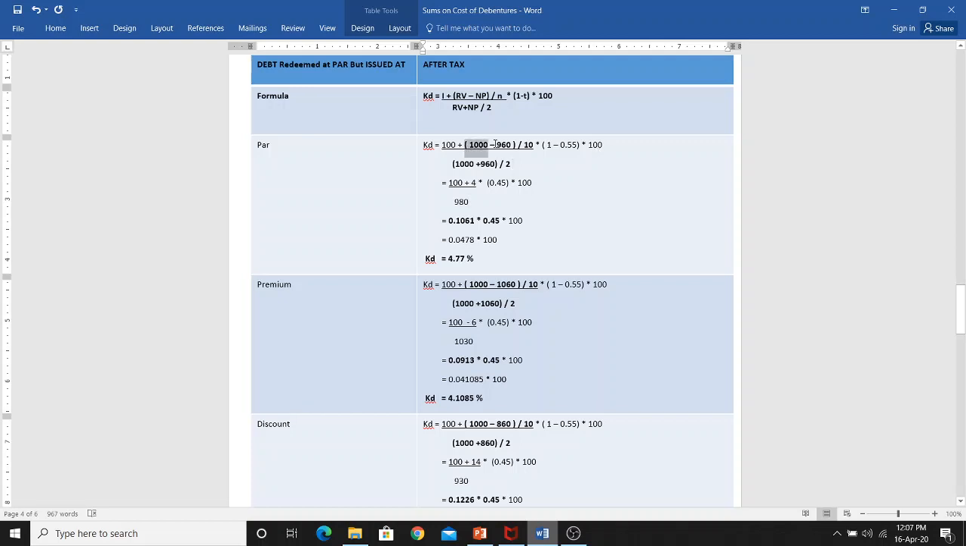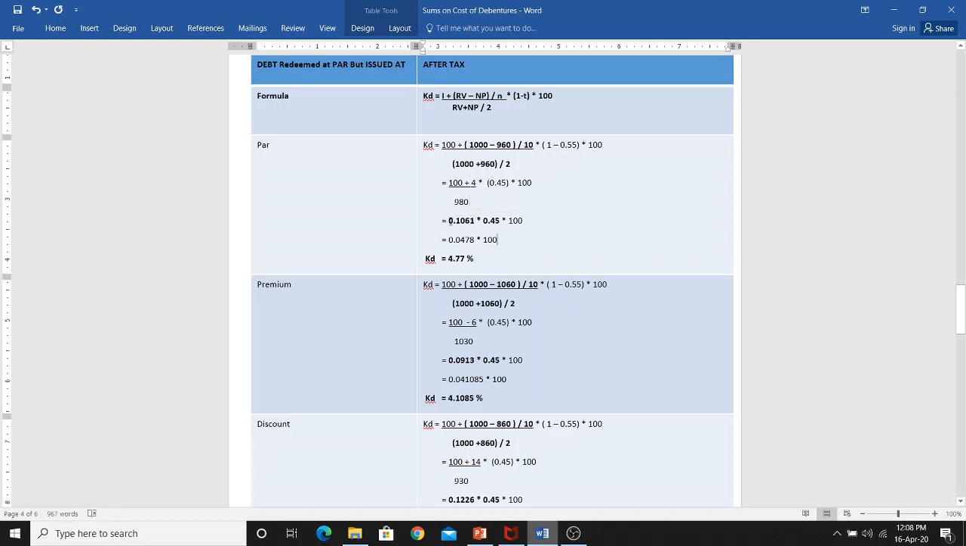First, always solve this portion which is there in bold. So 1000 minus 960 divided by 10. So 1000 minus 960 gives you how much? 40. 40 divided by 10 is 4. So always calculate this portion first. Write here 4 plus 100, the interest. So this is how we are solving the numerator. So plus interest is nothing but 104. So you solve the numerator and divide it with the denominator. So 104 divided by 980 gives you how much? 0.1061.